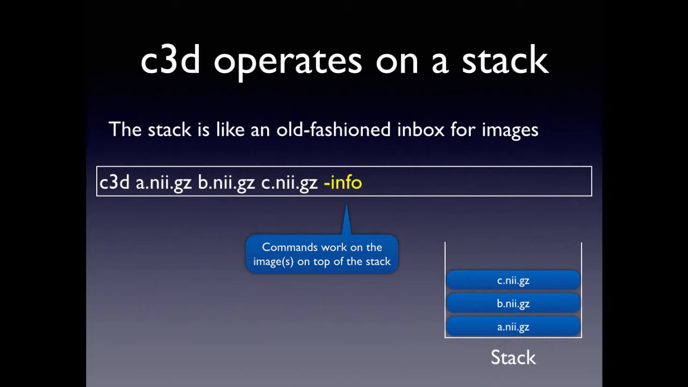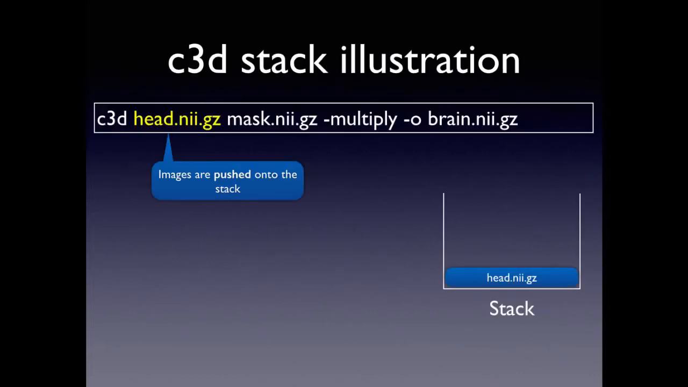That might seem like a sort of odd way of doing things, but as we'll see as we go through it, it is pretty flexible and allows you to do quite complex operations. So this minus info command there will just go to C, because that's on top of the stack, and print some information about it.